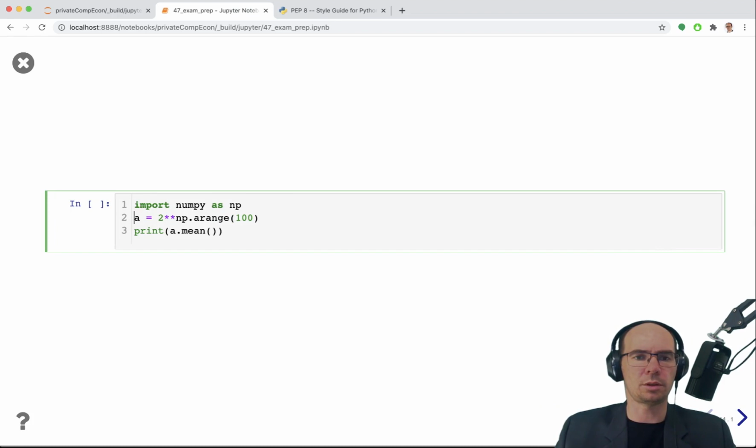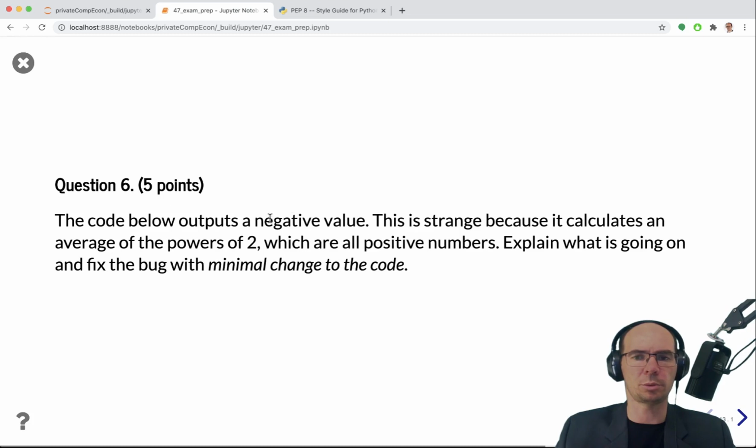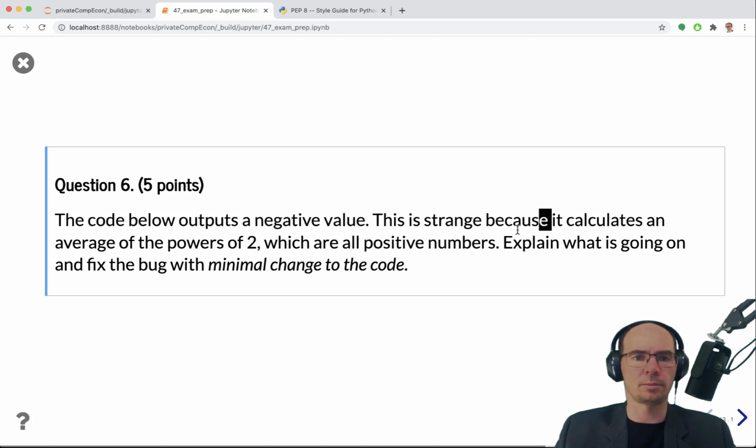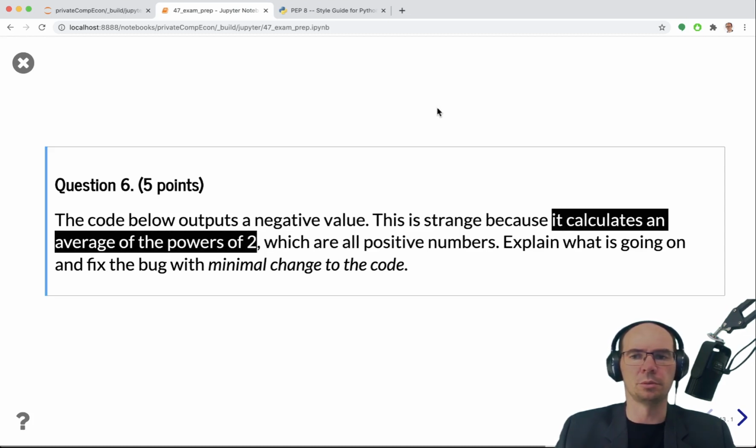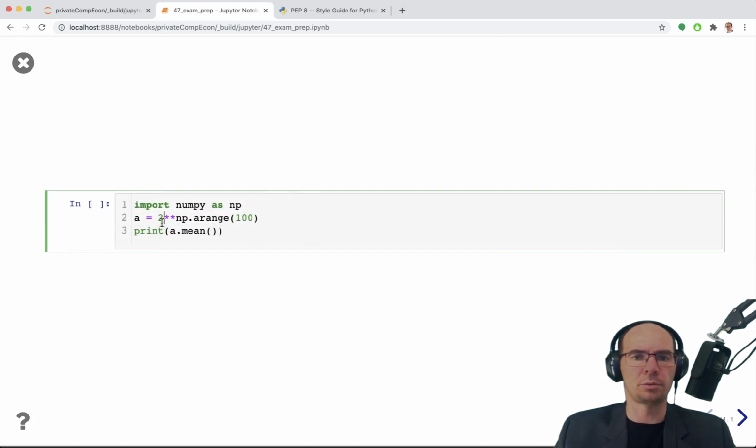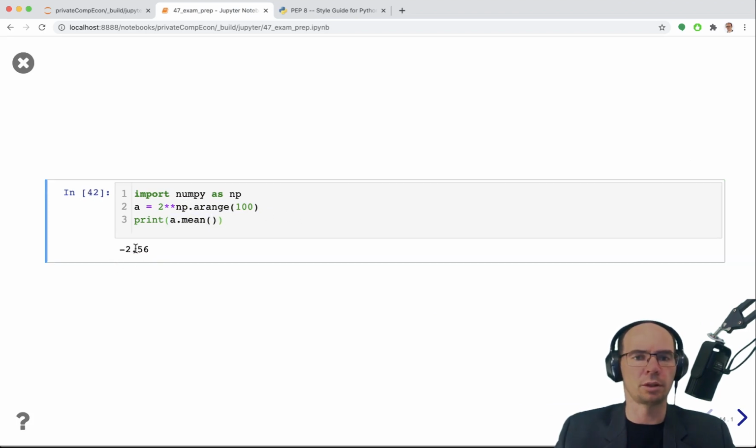So here's the code. It's really simple. We're importing NumPy. We are creating an array of the powers, 200. We take 2 to the power of some large powers, and then we're computing the mean. Just as it says in the description, it calculates an average of powers of 2. We just print it, and the result is minus 2.56. Isn't that strange?